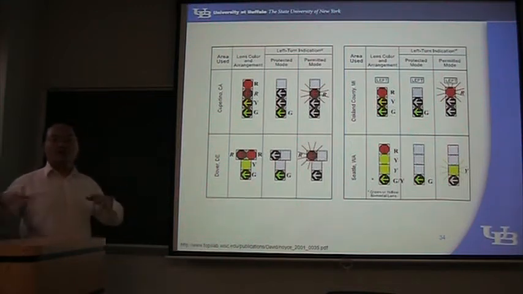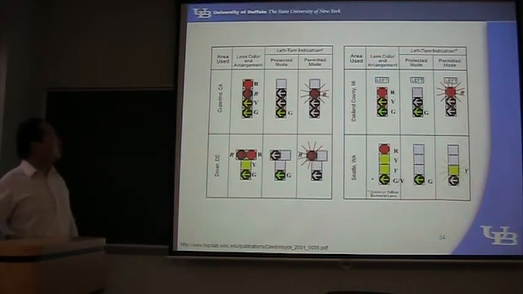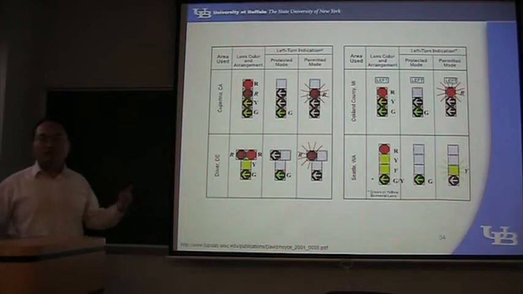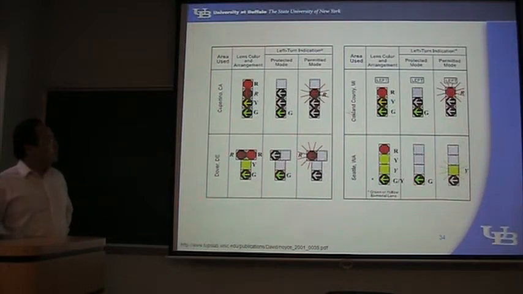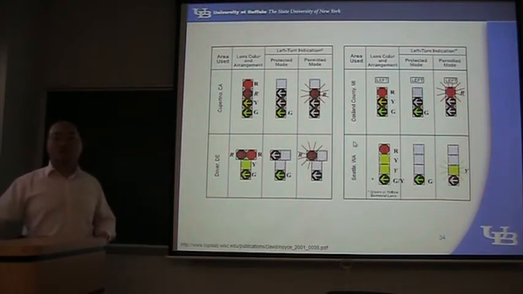So here in Buffalo, you typically will see this as a solid red. If this is solid red, you are not allowed to turn left. But if it's a flashing red, you are allowed to turn left. All right? So if you see a flashing red, then you can turn left.